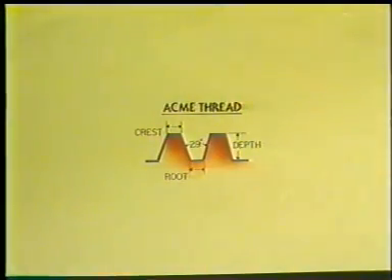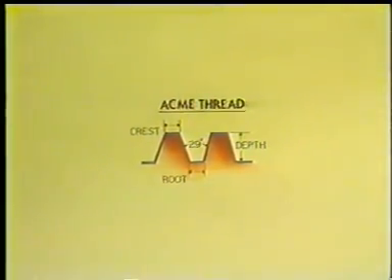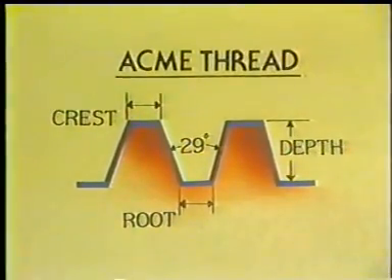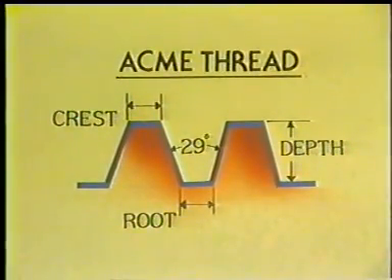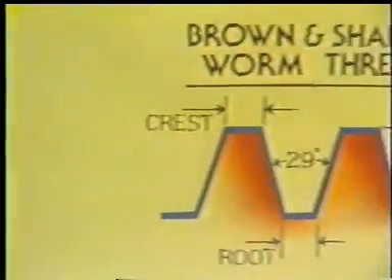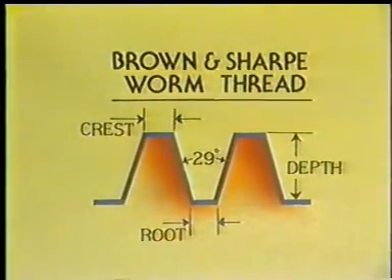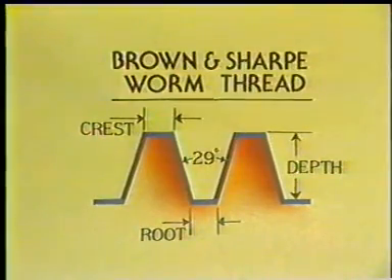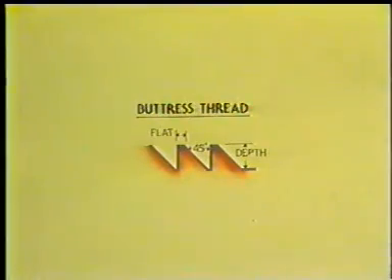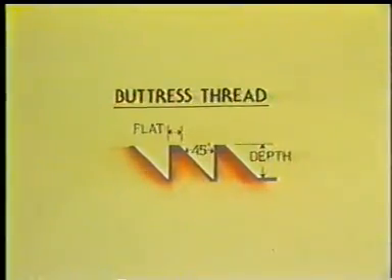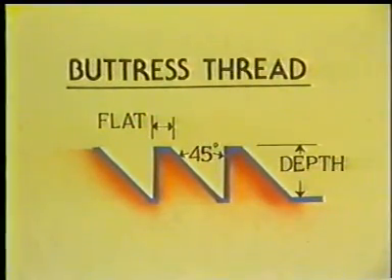Acme thread is a modification of square thread with an included angle of 29 degrees. It is largely used for feed and lead screws of machine tools. Brown and Sharpe worm thread is another modification of square thread. It is similar to an Acme thread with more depth. Buttress thread is cut square on one side and slanting on the other. It is used where a thread with great strength on one side is required.